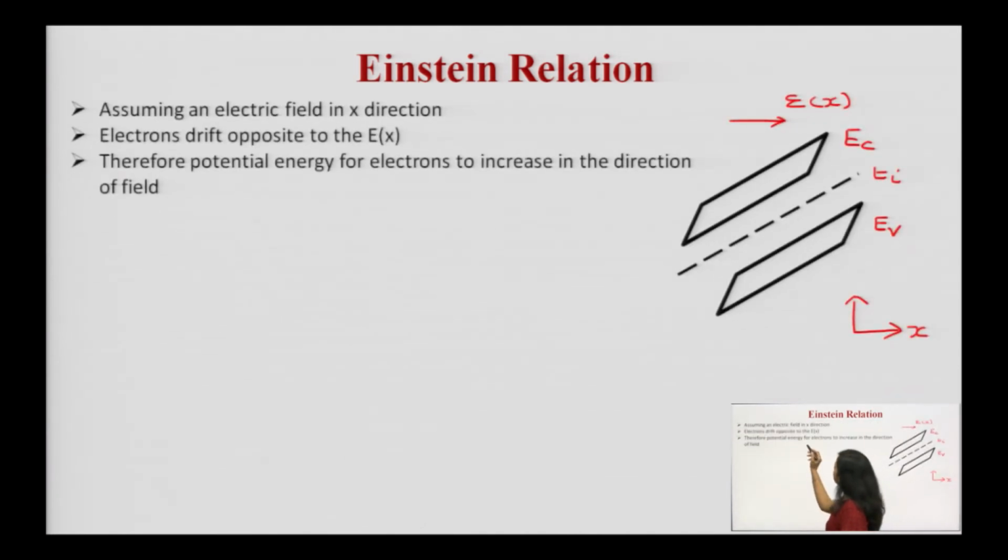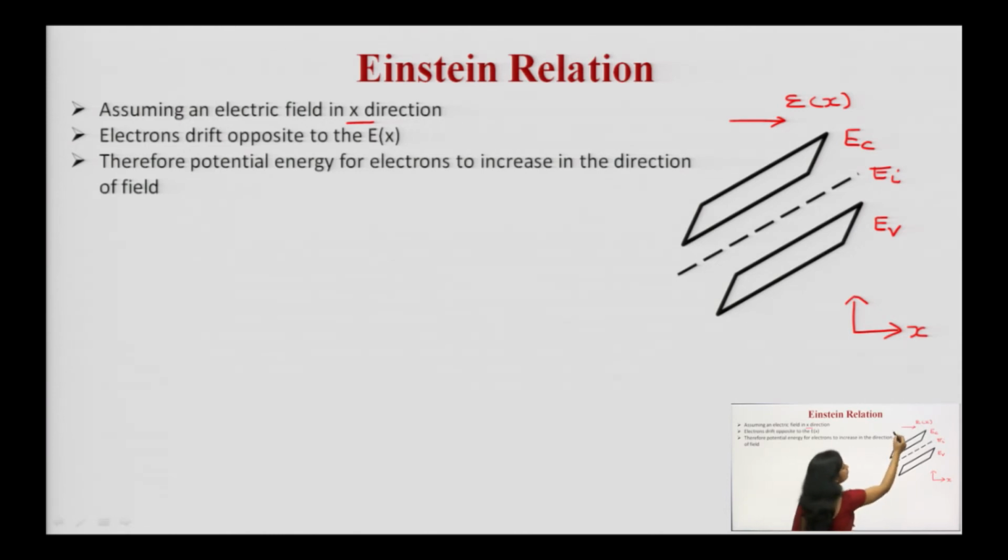Now, let us assume an electric field is in the x direction. You can see in this diagram, this is the valence band, and this is the conduction band. In between the valence and conduction band, the intrinsic level has been drawn over here.